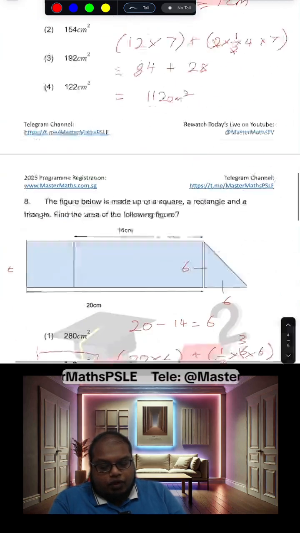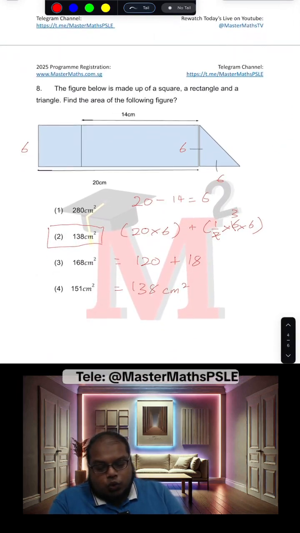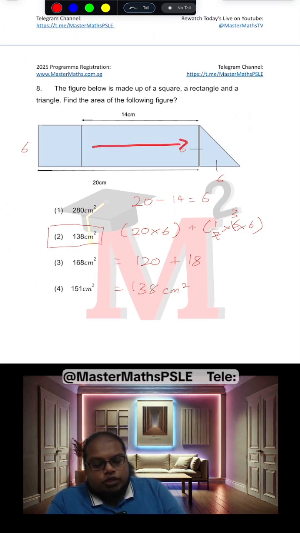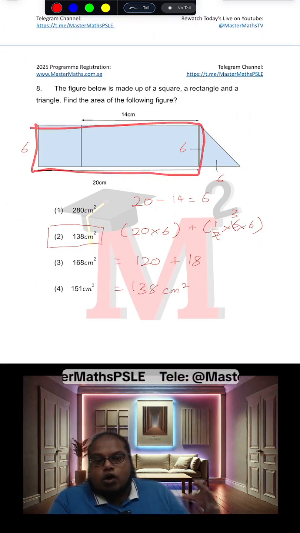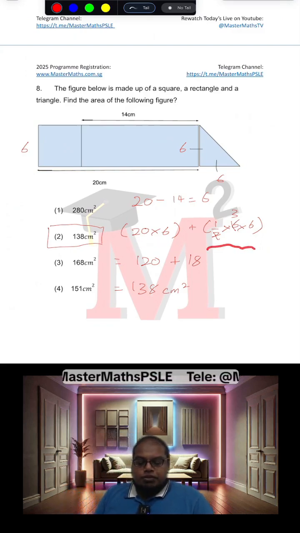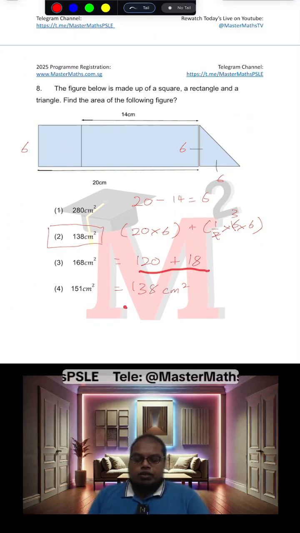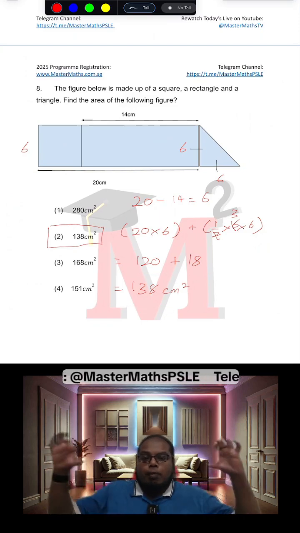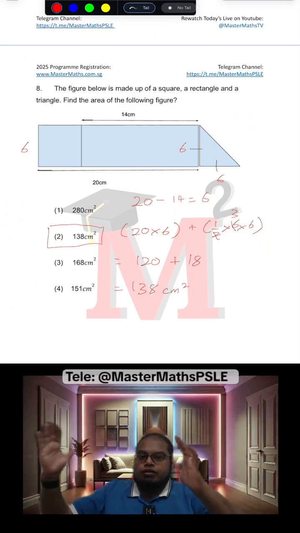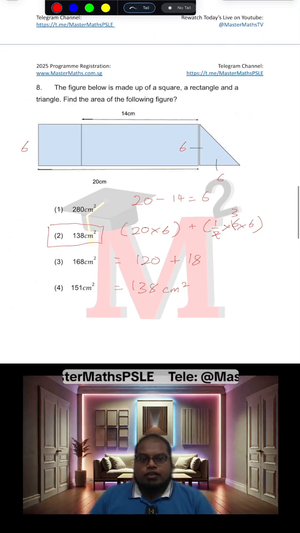Same goes with question 8 also. I find the sides of this square first, because this is equal to this and equal to this. So the big rectangle here, I treat it as a combined rectangle, and I will get 20 times 6 plus half times 6 times 6. So 120 plus 18 equals 138. Remember here I'm combining the rectangle and the square with the triangle. So I'm finding the rectangle and the triangle. Alright, thank you for following.